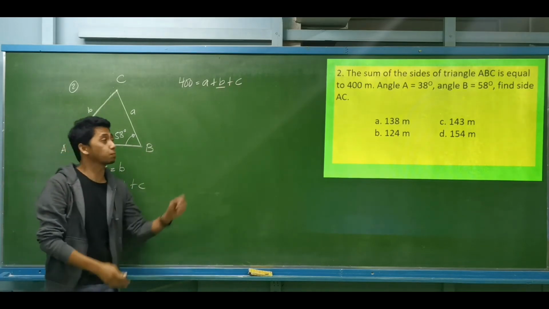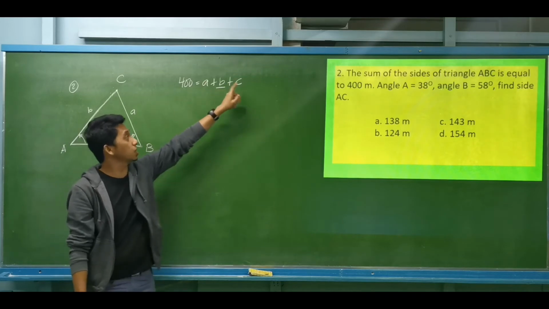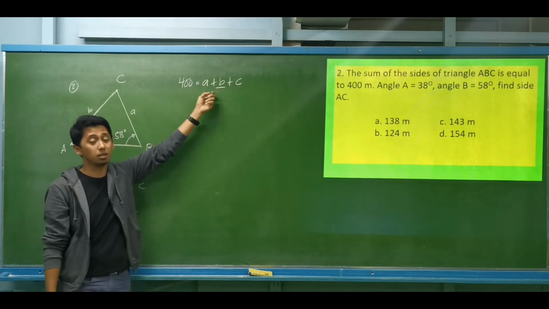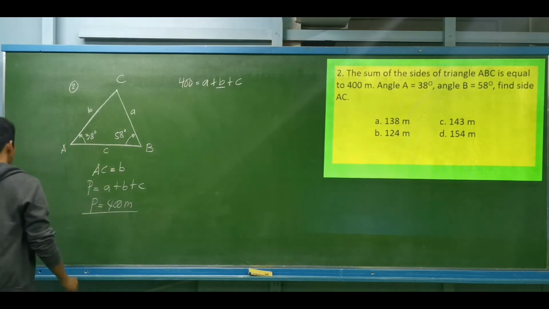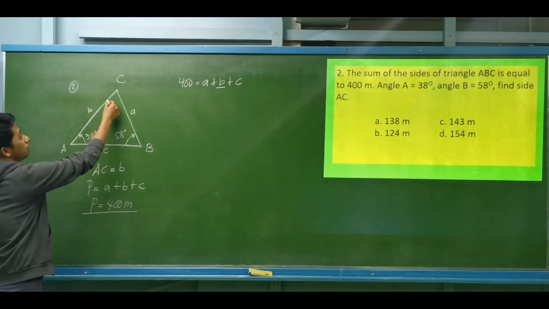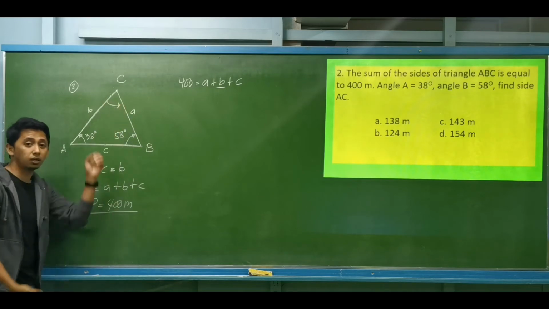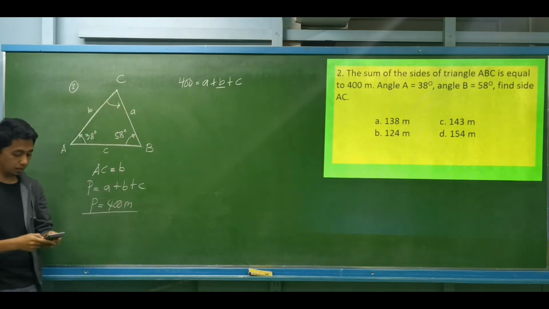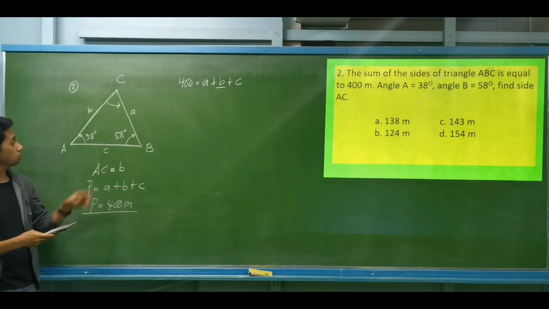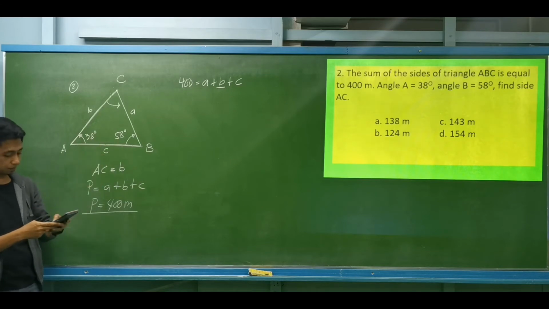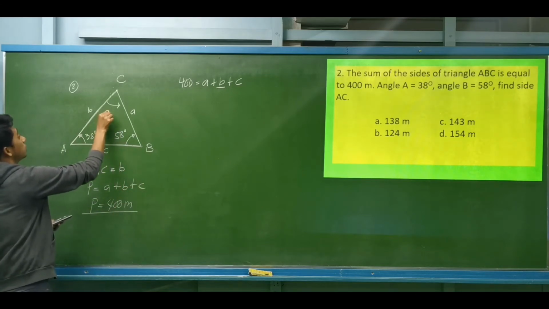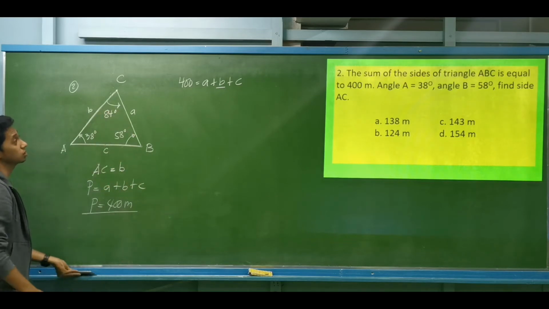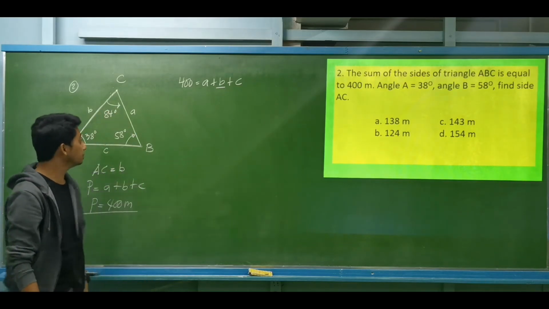So gawin natin, we express A in terms of B, C in terms of B. So gawin natin yan by sine law. Kung mapapansin nyo, given na yung dalawang angles natin, alam natin na the sum of the interior angles of a triangle is 180. So 180 degrees minus 38, 180 minus 38 minus 58. So yung third angle natin dito should be equal to 84 degrees. Ayan, so mag-sine law tayo.